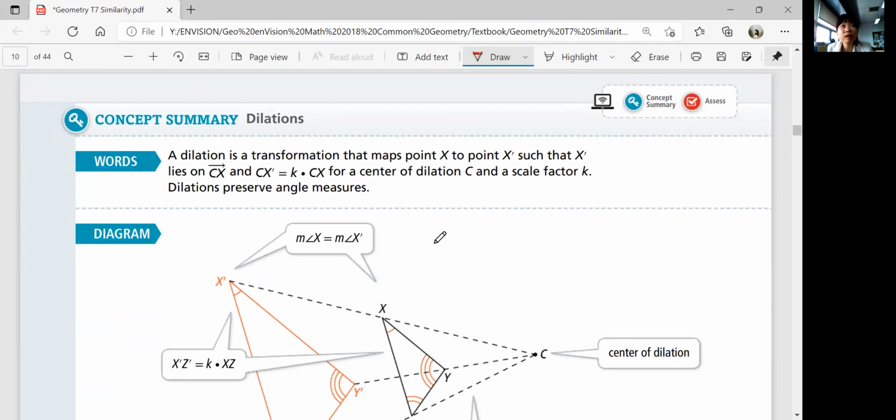Okay, let's summarize our lesson. So basically, today, what did we learn? We learned about dilations. A dilation is a transformation that maps point X to point X prime such that X prime lies on the ray CX, and if you multiply the scale factor by the original distance, you'll get the distance CX prime. Okay, dilations preserve angle measures. Your angles stay the same.